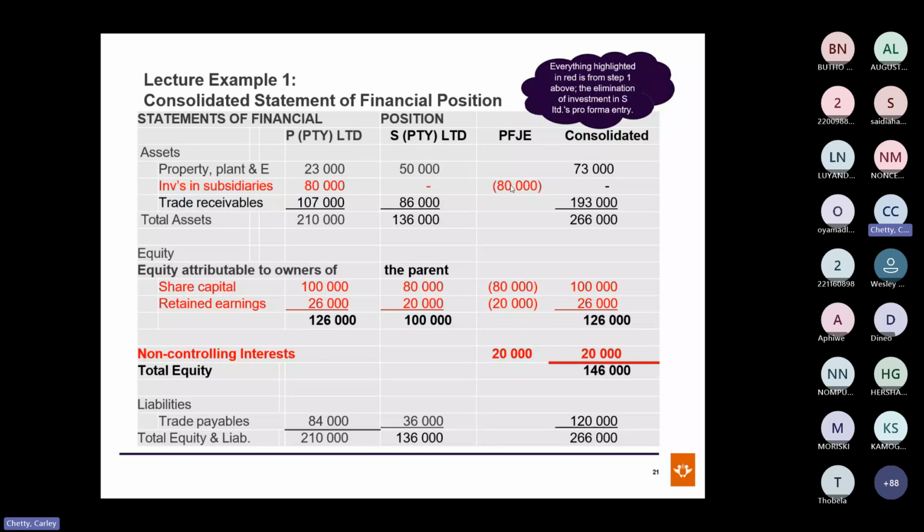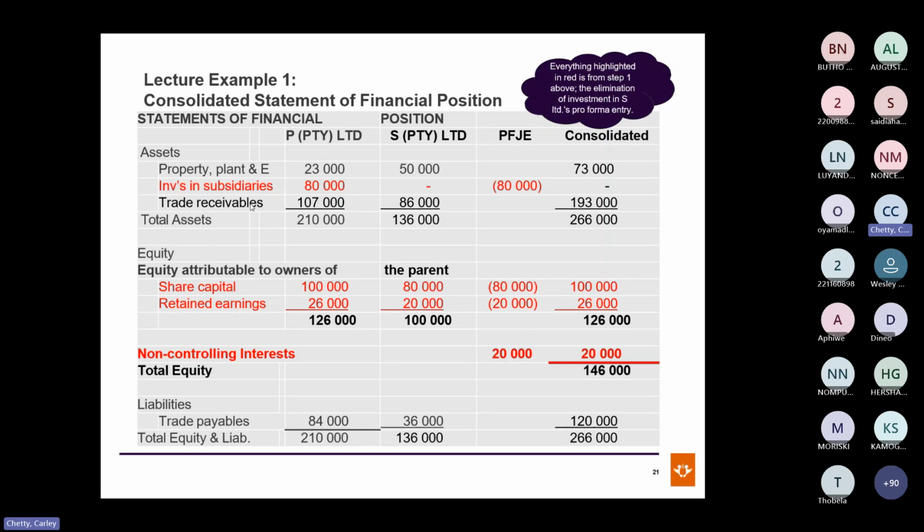But then remember, we processed in our pro forma journal entries a credit to investment in subsidiary of 80,000 Rand. So we're saying P has 80,000 Rand plus 0 in S minus 80,000 Rand, and that will give us a consolidated investment in the subsidiary of 0. Okay, so essentially what we're doing is we have eliminated that investment in the subsidiary.